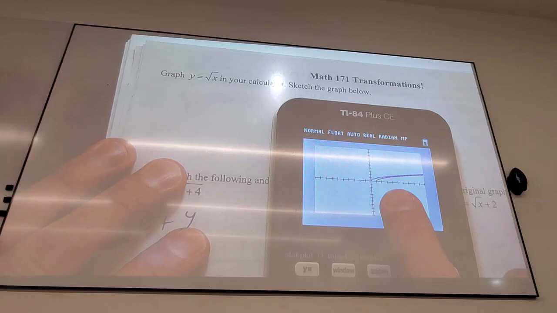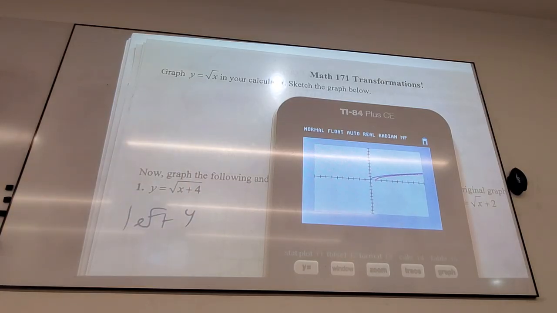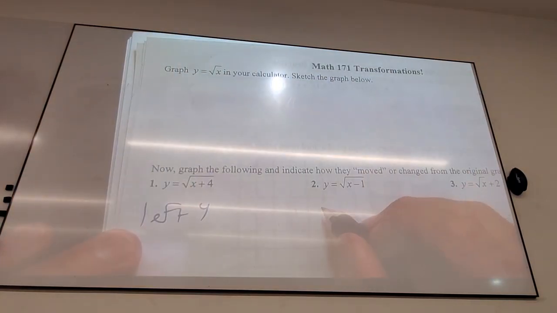Now, just a little side note. Do you see the red? Do you see how it looks like it catches up to the blue? It doesn't. It never will. But it looks like it does, because it grows so slowly. Okay. So this will move right 1.